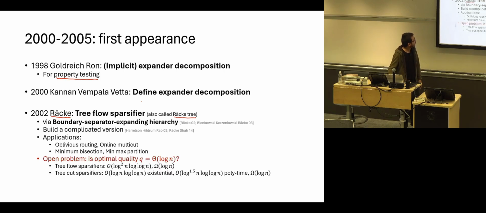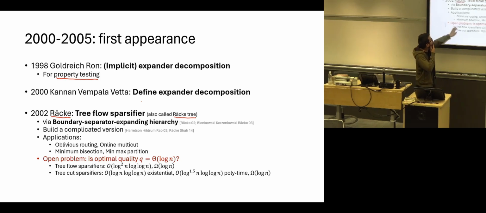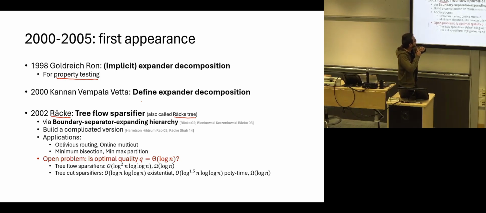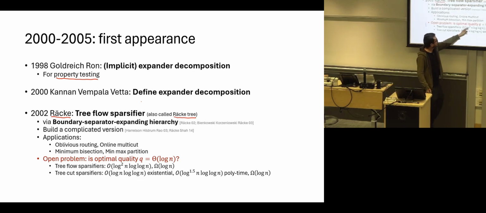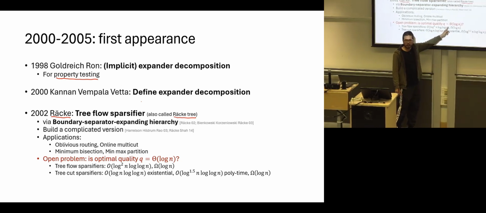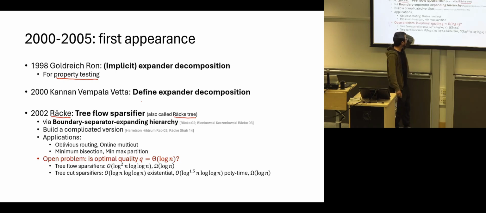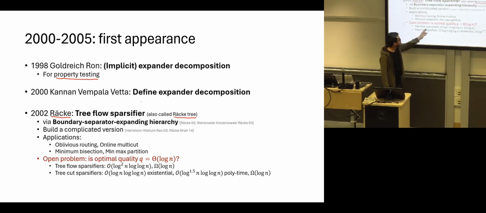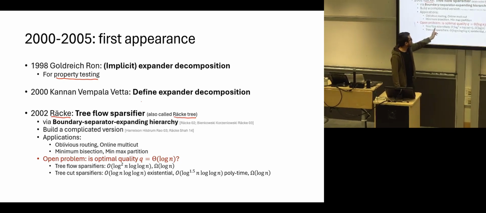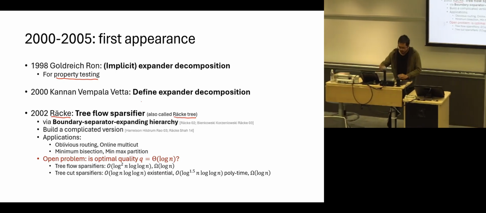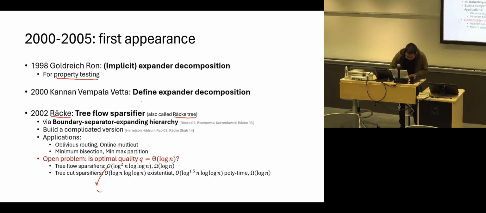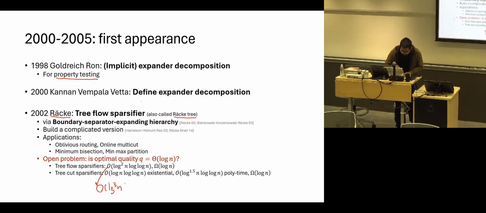By the way, again, one open problem about tree-flow sparsifier is that we don't know the best quality. The best known quality for tree-flow sparsifier, we have actually learned the one with log cube. The best known is log square log n. The lower bound is log n.